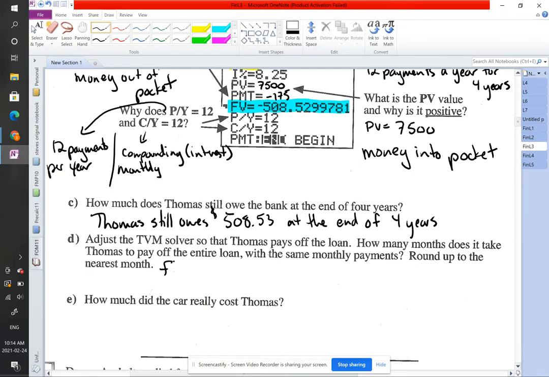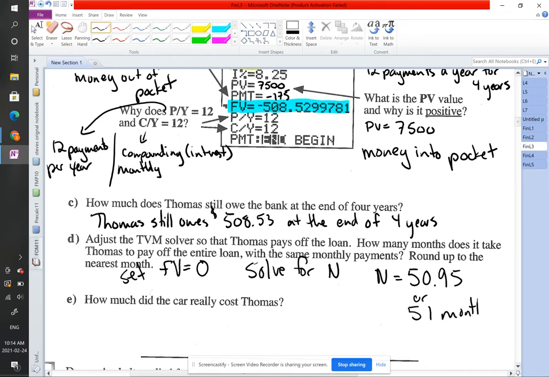So we are going to set our future value to 0 and solve for n is what we did. And n came out to be 50.95, or 51 months. His last month, he'll make a little bit less of a payment.